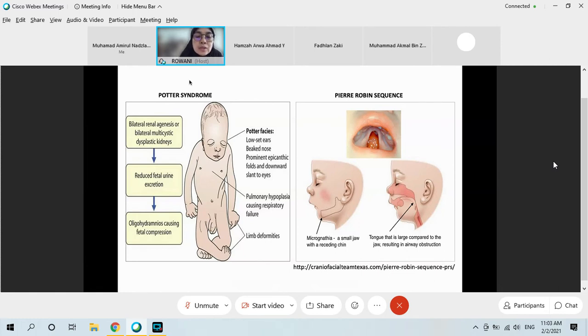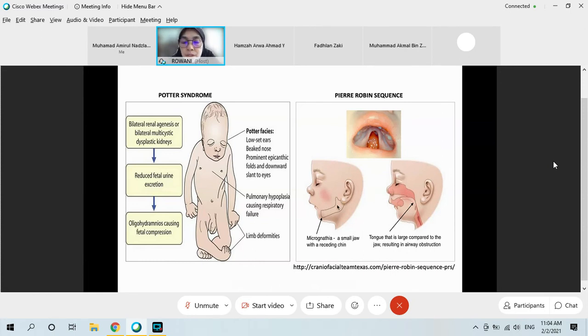Because of that, patients are born with specific faces. They have low set ears, a big nose, prominent epicanthic folds, and downslanting eyes. And because the lung cannot expand normally, causing respiratory failure, the lung is not able to form normally. So there is lung hypoplasia. And again, there are limb deformities. Another example is Pierre Robin sequence.